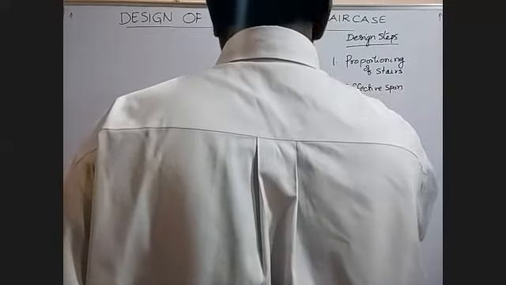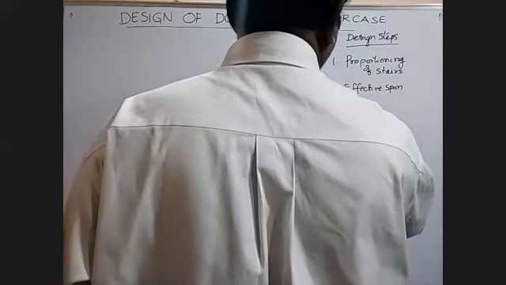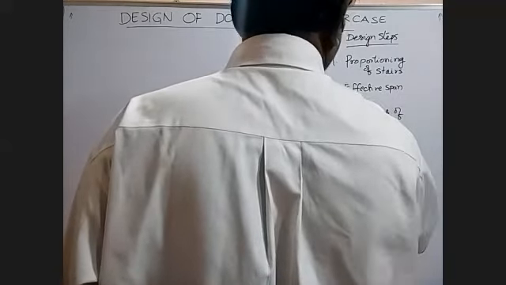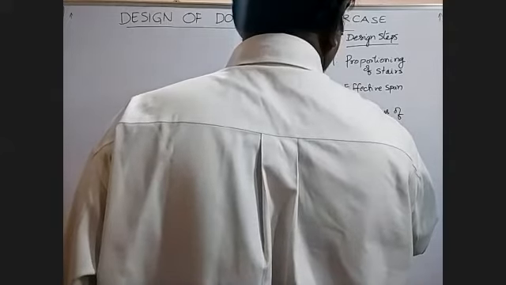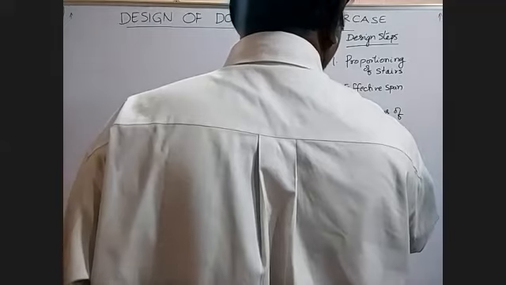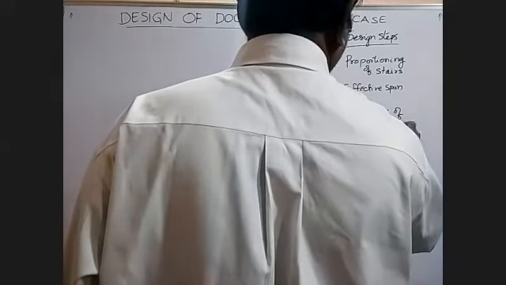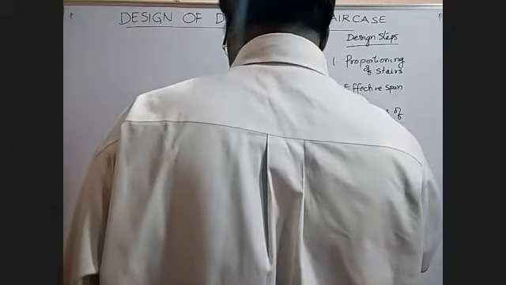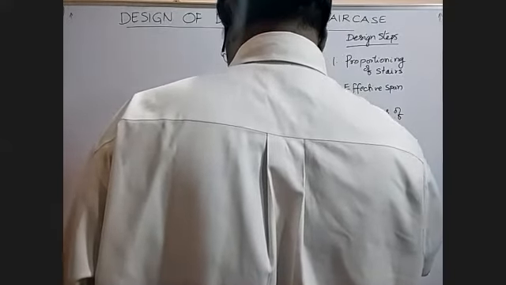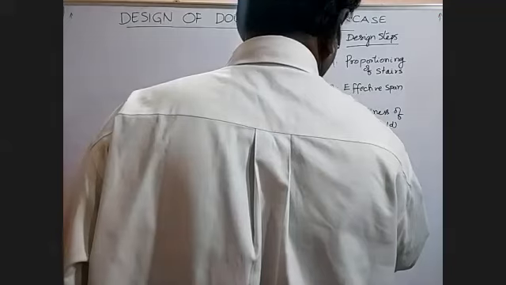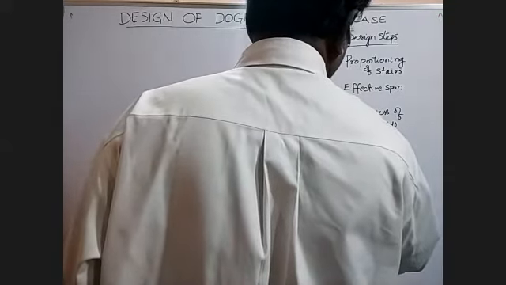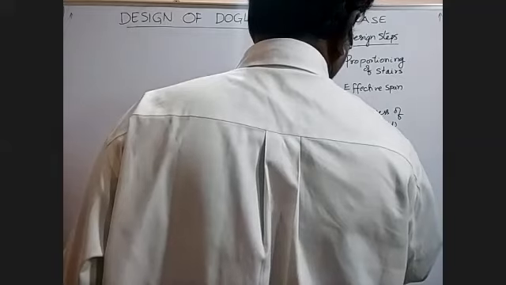The third one is the thickness of slab. We call the inclined slab the waist slab. That is D. The fourth step is the load, ultimate load, WU.